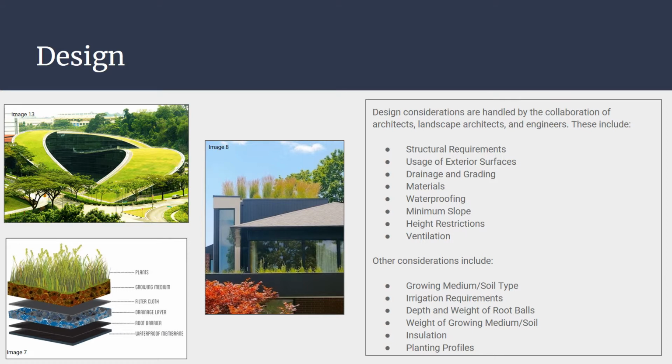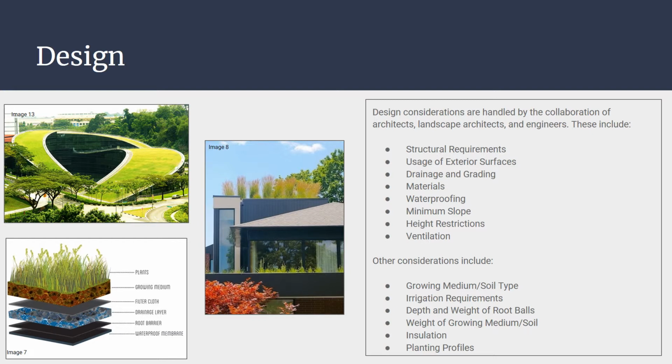Other properties that are considered in green roof construction include live, dead, and transient loads, snow loads, material density, and building codes. From this, structural engineers are able to create loading diagrams of the structure, allowing for proper size of building supports to be selected. Factors including water consumption, fertilizer usage, weight and depth of root balls, and irrigation requirements are also taken into account. Such considerations are of importance to landscape architects involved in the design.